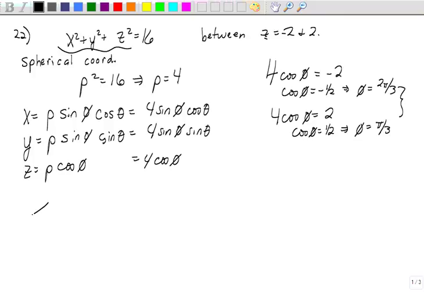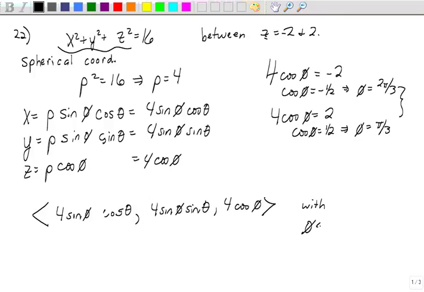So we have our parametric equations to be this. There's no restriction on theta. Alright, that's all we needed to do, is find parametric representations.